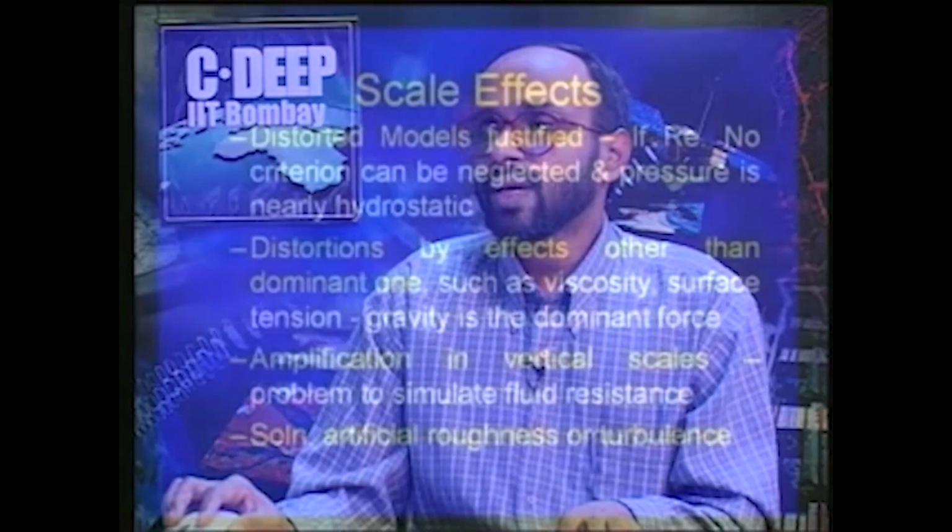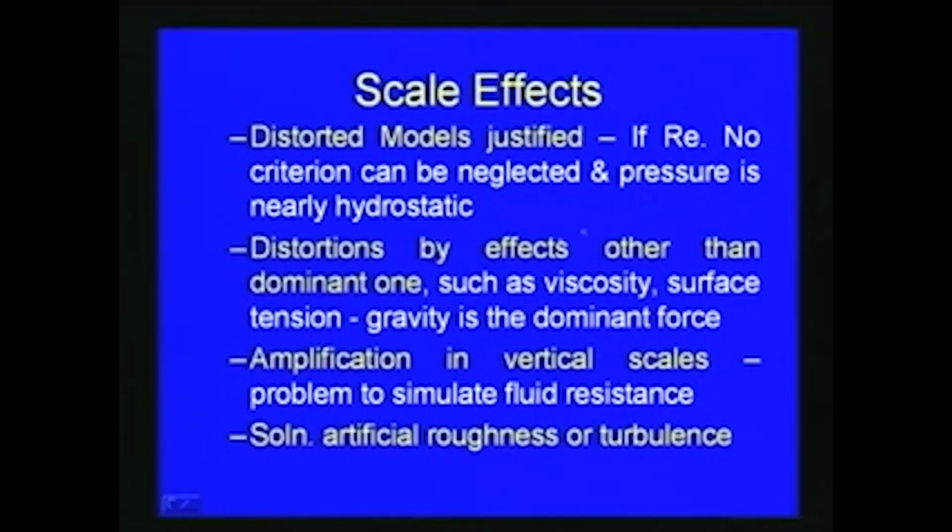I have mentioned some cases where distorted models are justified. For example, if the Reynolds number criteria can be neglected and pressure is nearly hydrostatic, like what we have seen in shallow water flow problems, estuary problems or river problems. Here we assume that the pressure variation is nearly hydrostatic and the Reynolds number criteria can be neglected. Effects other than the dominant ones, such as viscosity and surface tension, we can neglect, and gravity is the dominant force. This is another case where we can justify a distorted model.